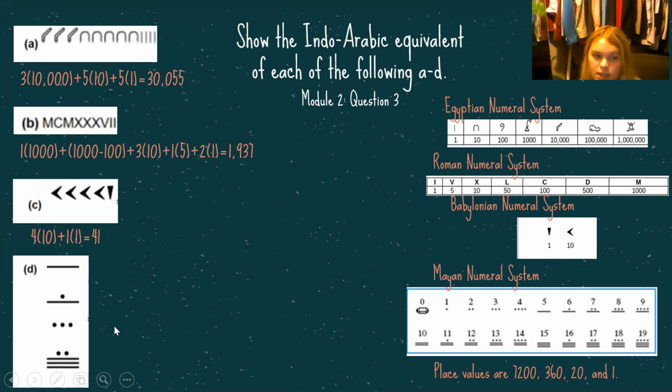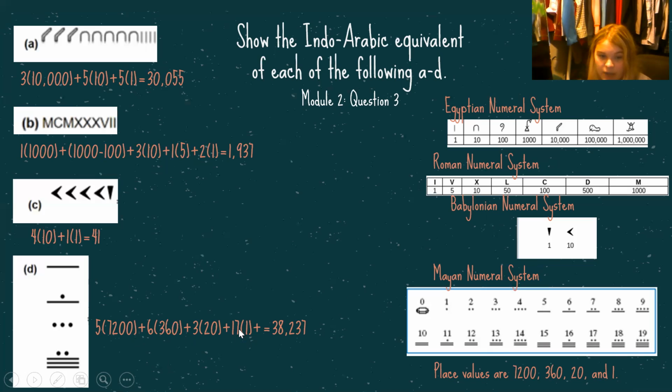In question D, it is the Mayan numeral system, which we can see here, and this one is a little bit different. For each placeholder, it is going to be represented by a different number each time. One of these lines is equal to 5, so we have 5 right here, but that is going to be multiplied by 7,200. 5 times 7,200 plus this bar, the line over it is equal to 6, so that is going to multiply by 360, because the place values are 7,200, 360, 20, and 1.